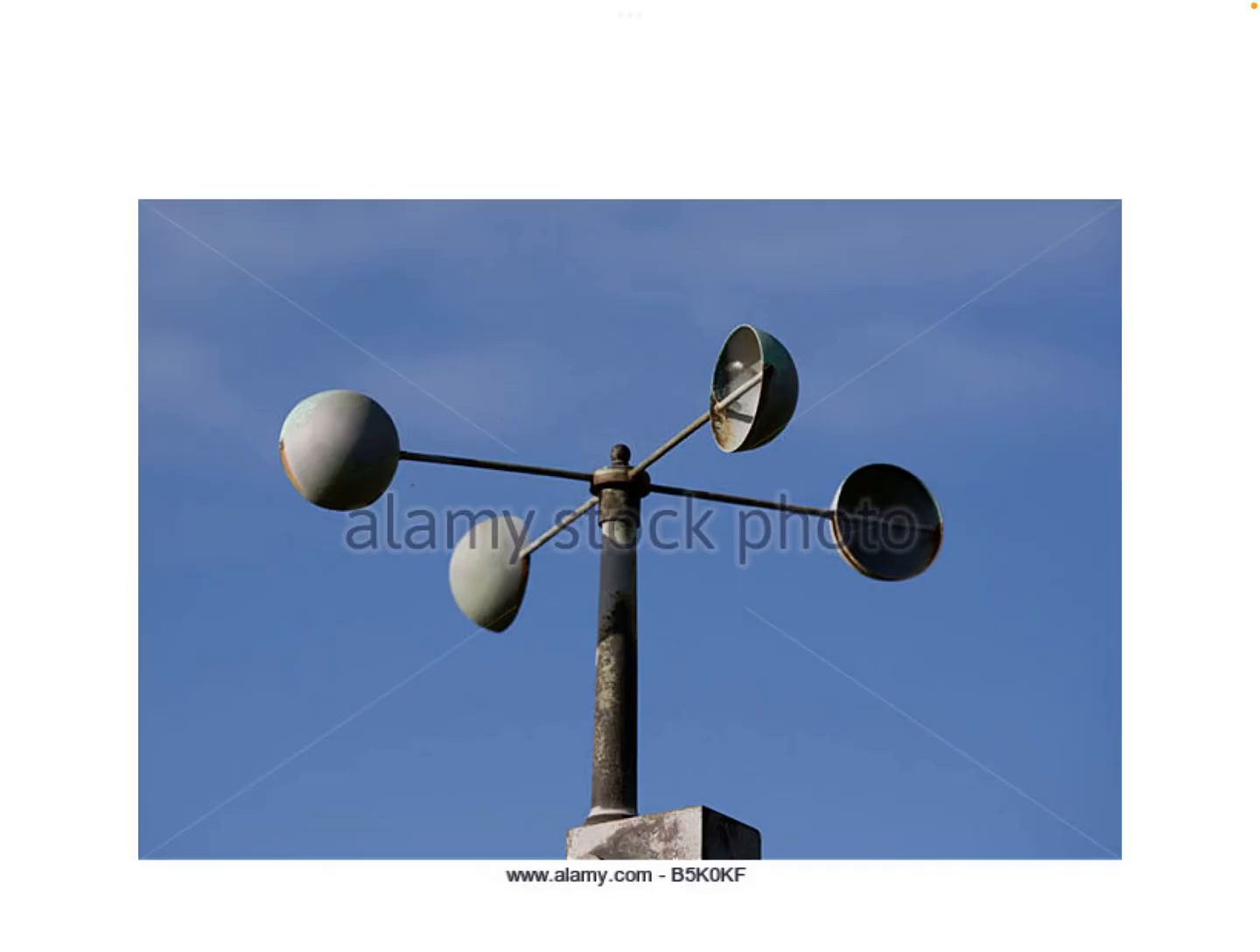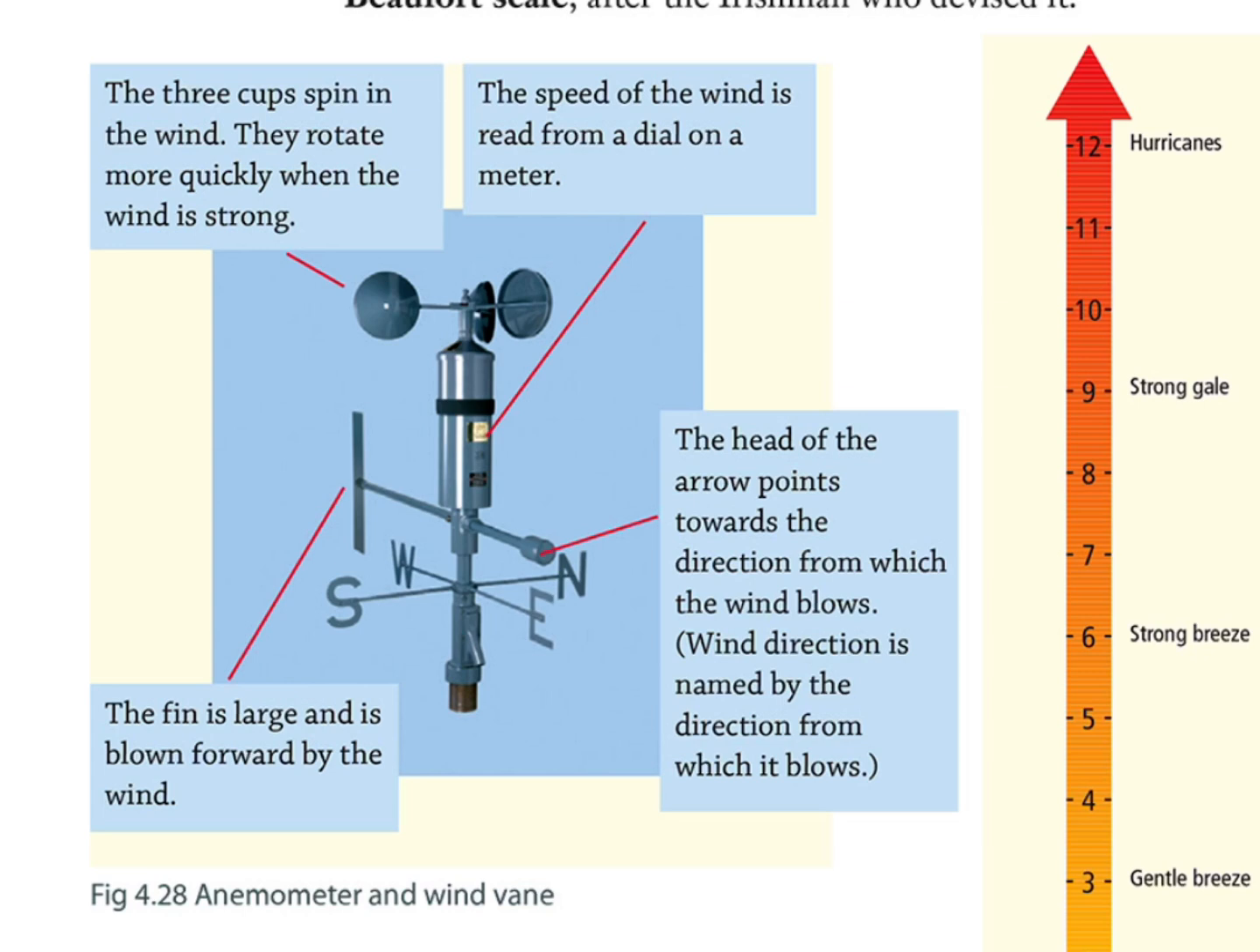Okay, so what you're looking at there is an anemometer. Okay, this is basically it. So that measures the speed of the wind. Okay, so the anemometer is the top part. At the bottom of the picture there you can see a wind vane. Ignore the wind vane for the moment. So an anemometer measures the speed of the wind. So how fast is the wind blowing?